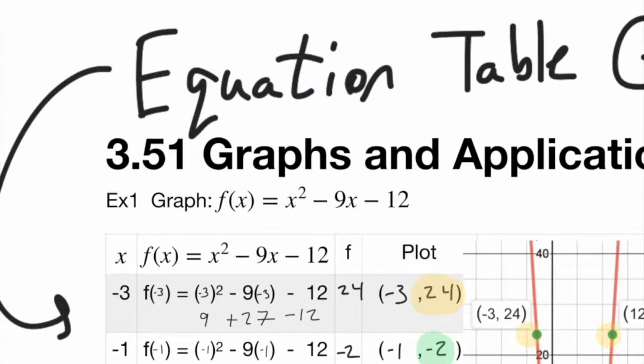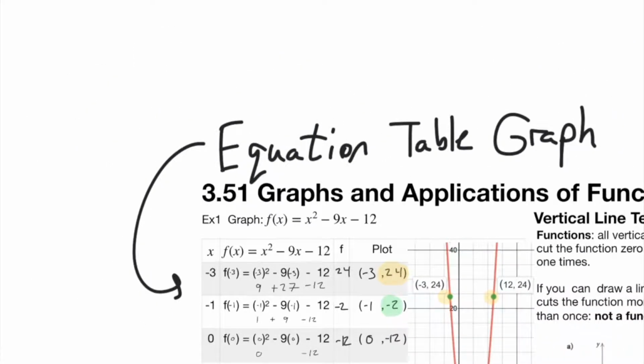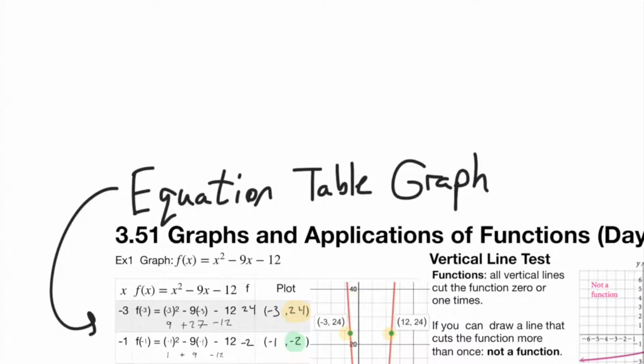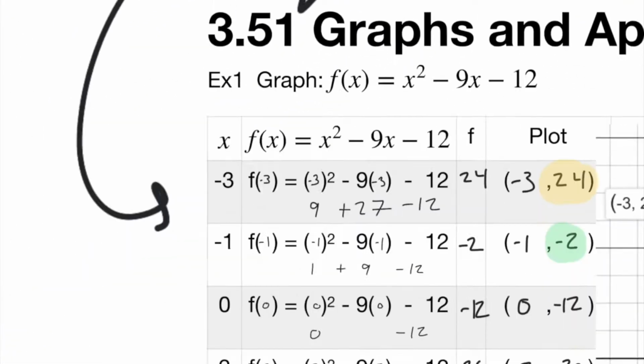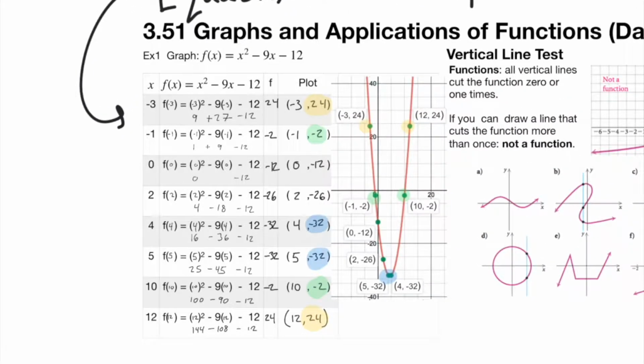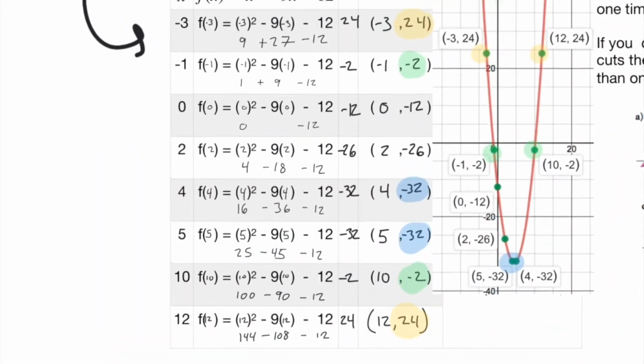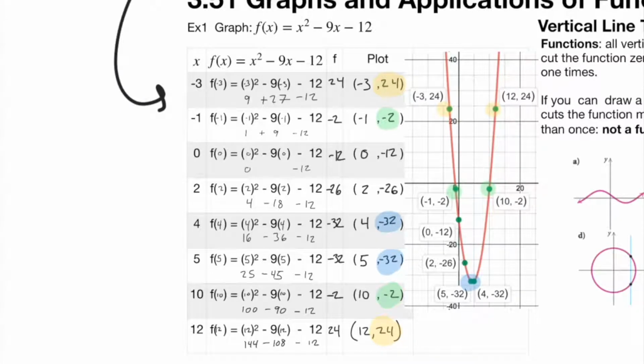I always think equation, table, graph. And so it looks like this. Equation, table, graph. It's just really helpful. You're given an equation, you can make the table, and then it produces the graph in that order. You can pause this and you can copy down the work.